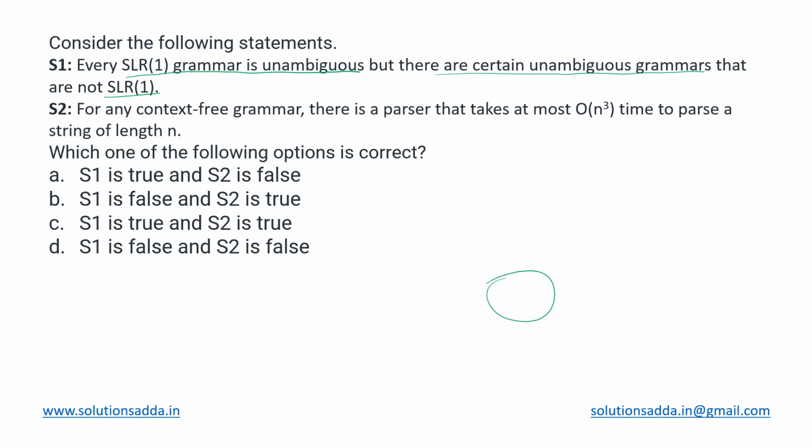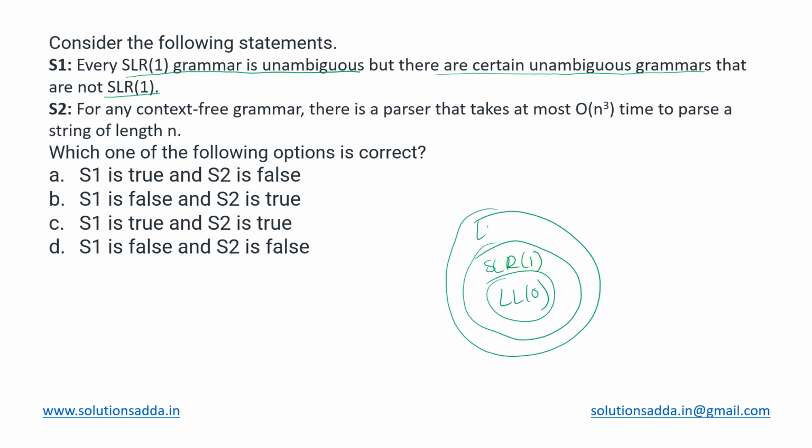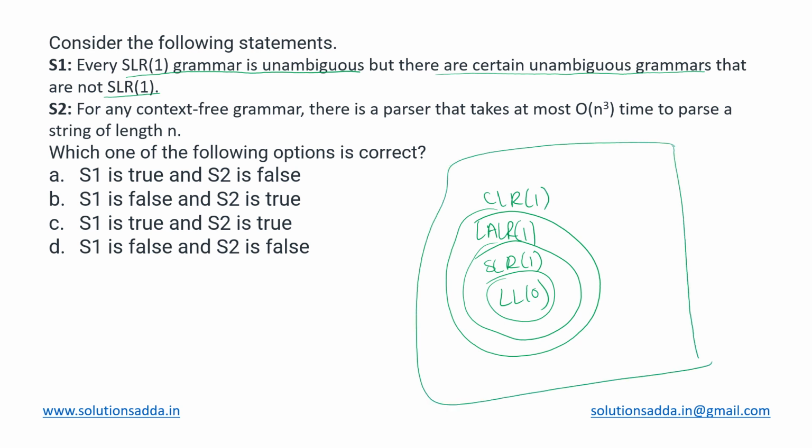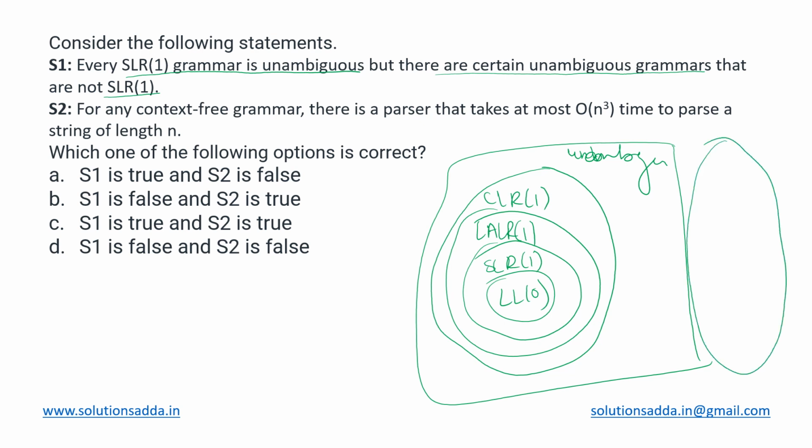Initially, we have LL0. Then after that, we have SLR1. After that, there is LALR1. Finally, there is CLR1. So that is the Venn diagram. And in this, we know that the grammar can either be ambiguous or it can be unambiguous. So this box, let us represent unambiguous grammar. All of that come under this. And there is a separate partition for the ambiguous grammar.